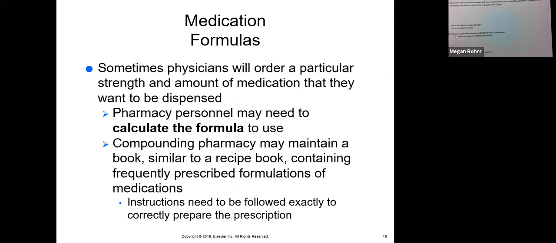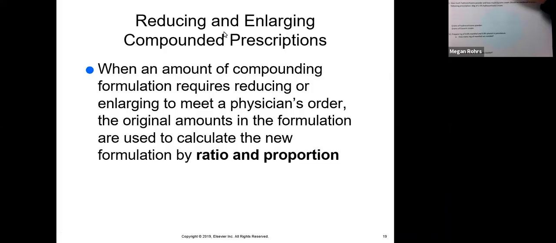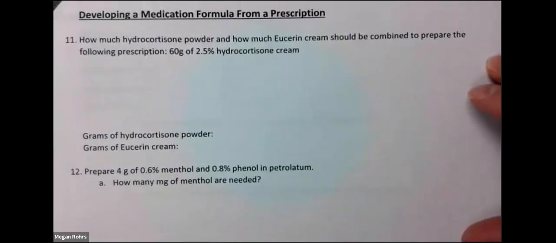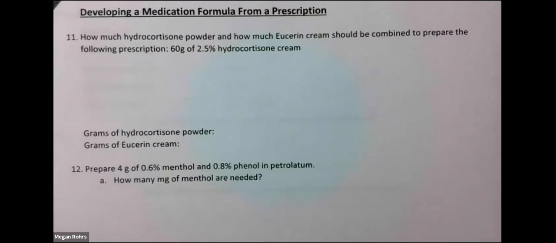Sometimes we are given a brand new order in which we're going to have to calculate a formula to use, maybe based on a recipe that we already have. Remember, our master formula is the recipe that can be followed by anyone to make a compound. So let's take a look at some of our examples here: developing a medication formula.